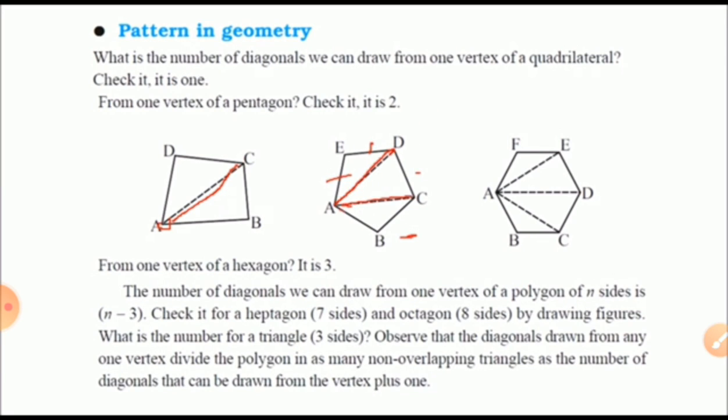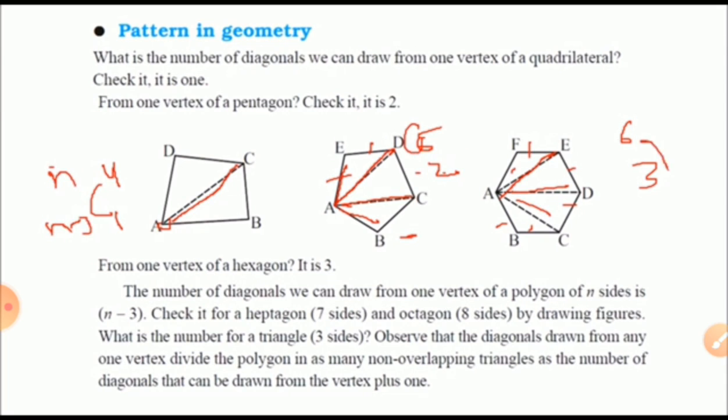The number of diagonals we can draw from one vertex of a polygon of n sides is n minus 3. Check it for a heptagon, meaning 7 sides, and an octagon, meaning 8 sides, by drawing figures. What is the number for a triangle, 3 sides? Observe that the diagonals drawn from any one vertex divide the polygon into as many non-overlapping triangles as the number of diagonals that can be drawn from the vertex plus 1.